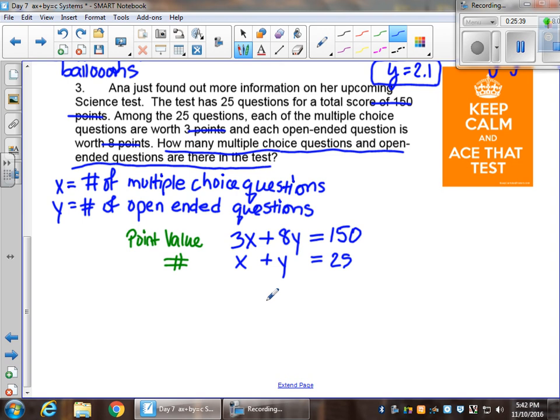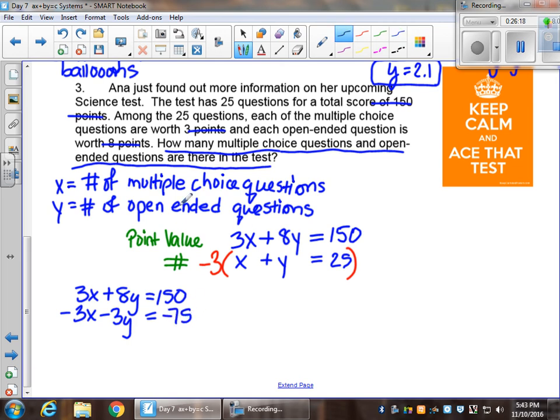I choose to have, what's my choice? I think I'm going to get x's to cancel. So I see that I have a positive 3x here, which means I need this to be a negative 3x. I will get that to happen by multiplying through by negative 3. So my new system becomes 3x plus 8y equals 150. My second equation is negative 3x minus 3y equals, what's negative 3 times 25? Negative 75.